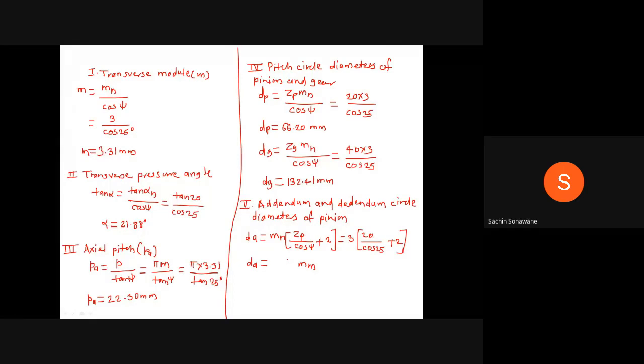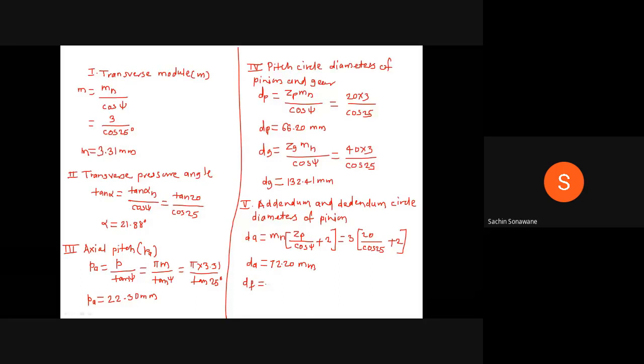Okay, what is the answer? 72.20. Now, dedendum circle diameter, DF.